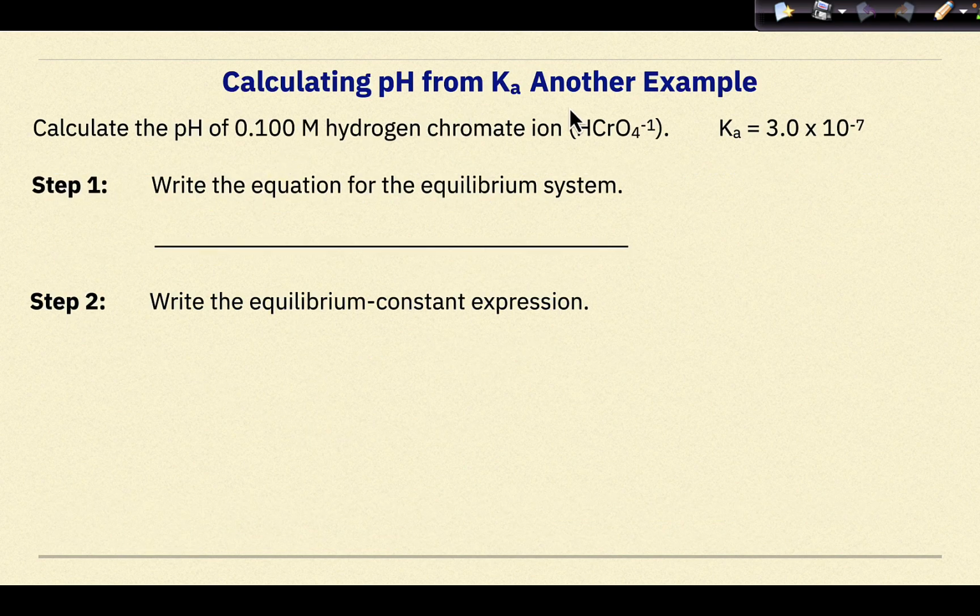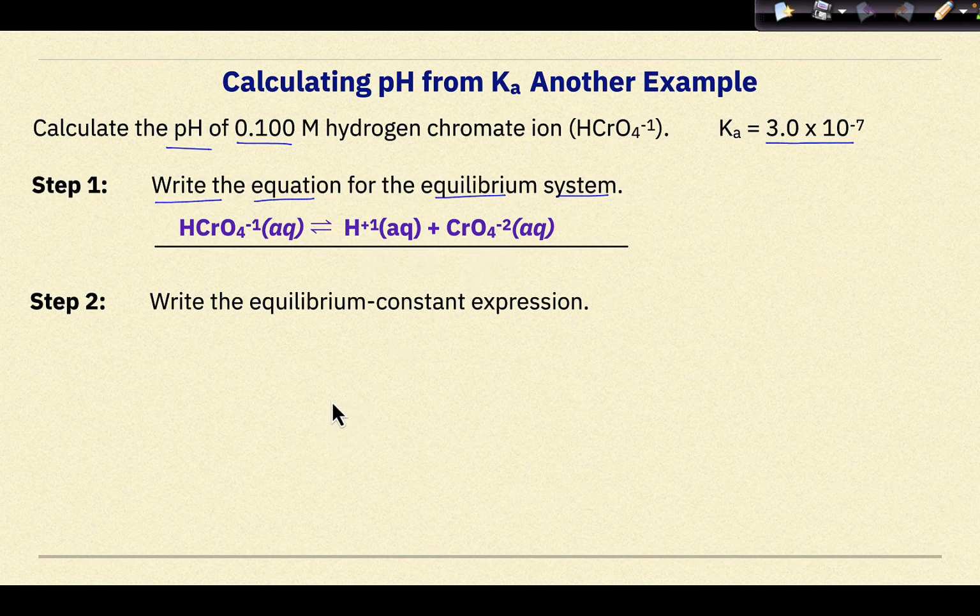Calculating pH from Ka. Another example. Calculate the pH of a 0.100 molar hydrogen chromate, HCrO4-1, ion. Our Ka value is given as 3.0 times 10 to the negative 7. So step 1 is to write the equation for the equilibrium system. So we would write HCrO4-1 ionizes to form the hydrogen ion and the chromate ion.